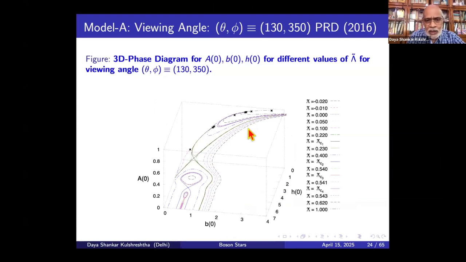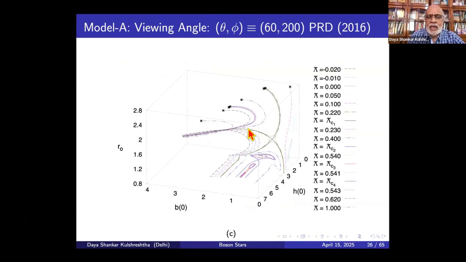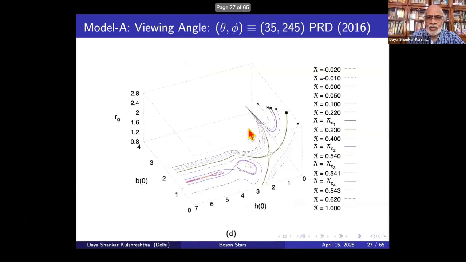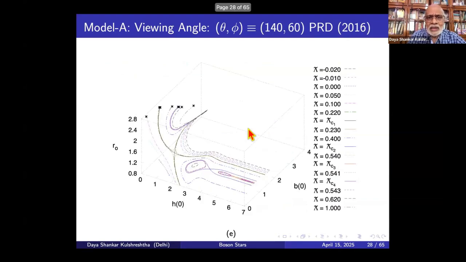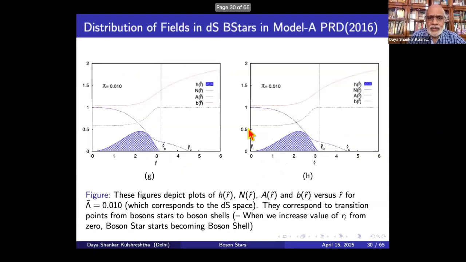Now we drop A0 and make a plot of B0, H0, and the radius of the boson star, and again obtain those three-dimensional phase diagrams of the theory. Some of them are more clearly visible than others, and so just the viewing angles change.